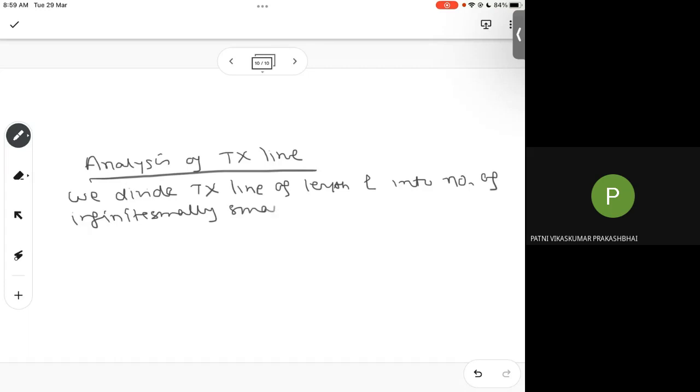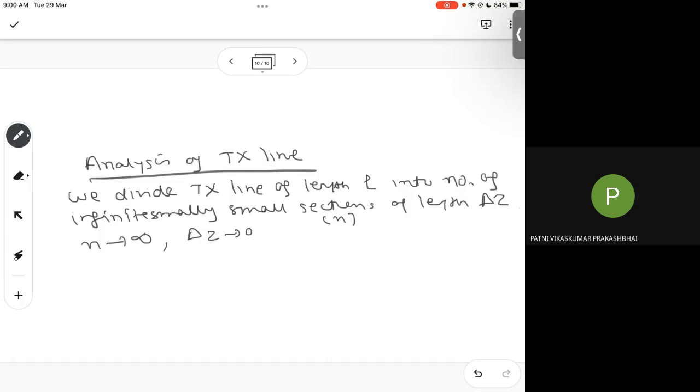Infinitesimally small means infinite sections of very, very small length. So that means many sections of very small length, of length delta Z. Basically, the number of small sections n, each of length delta Z, where n tends to infinity and delta Z tends to 0.